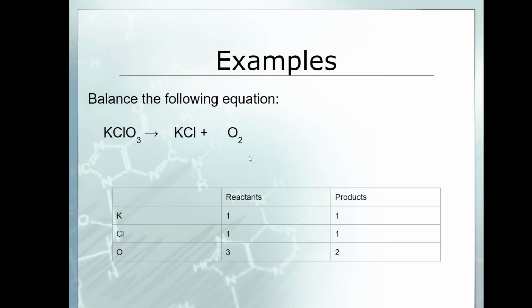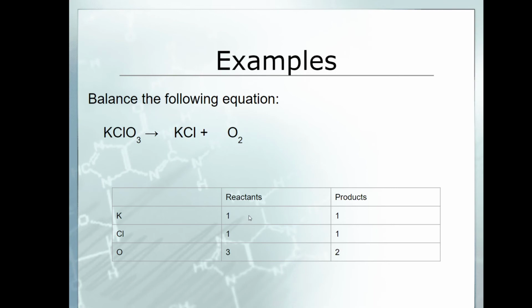Let's look at this one here. This one we have 3 different elements that we're worried about. So just like we did last time, we're going to split them up into the individual elements, and we are going to look at how many of them we have on the reactant side and how many of them we have on the product side. So over here on the reactant side, we have 1 potassium, so 1 K. We have 1 Cl, and we have 3 oxygens. So we filled all those in. On the product side, on the right side, we have 1 potassium, 1 chlorine, and 2 oxygens.